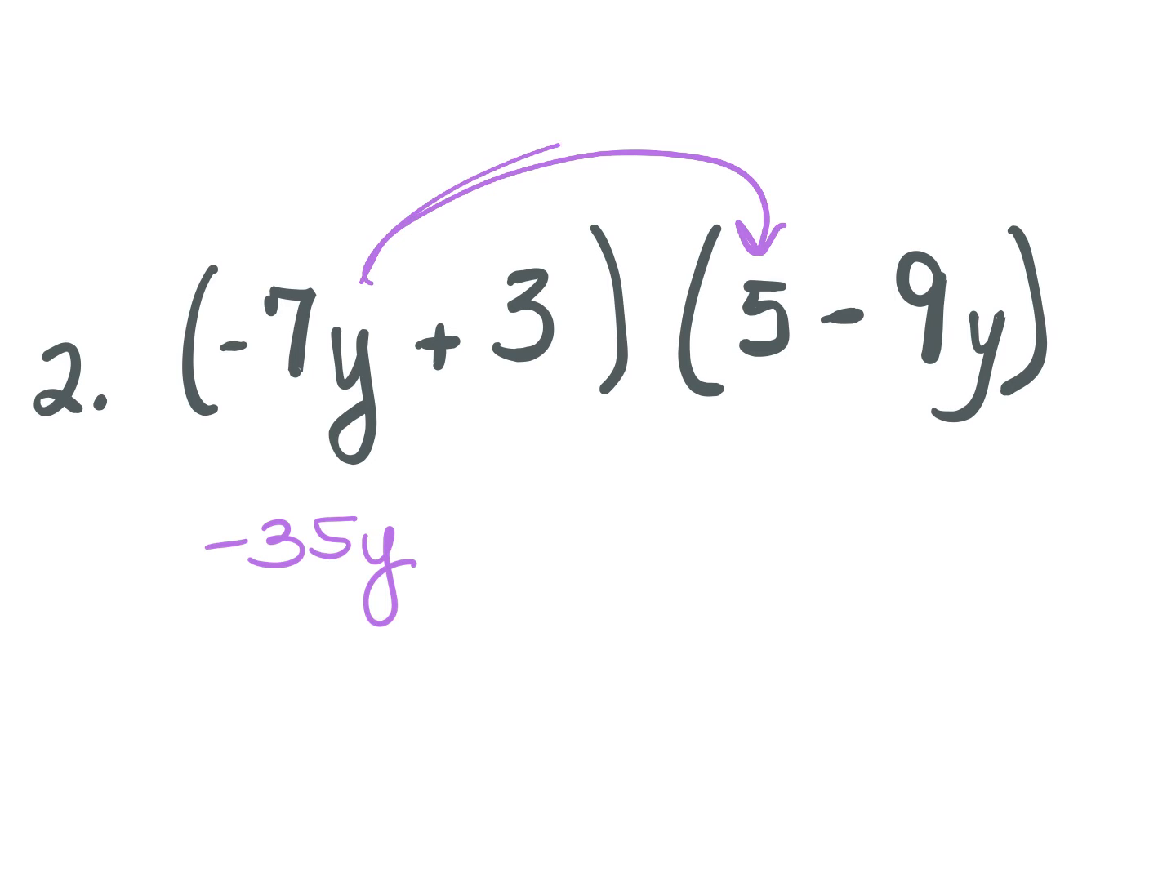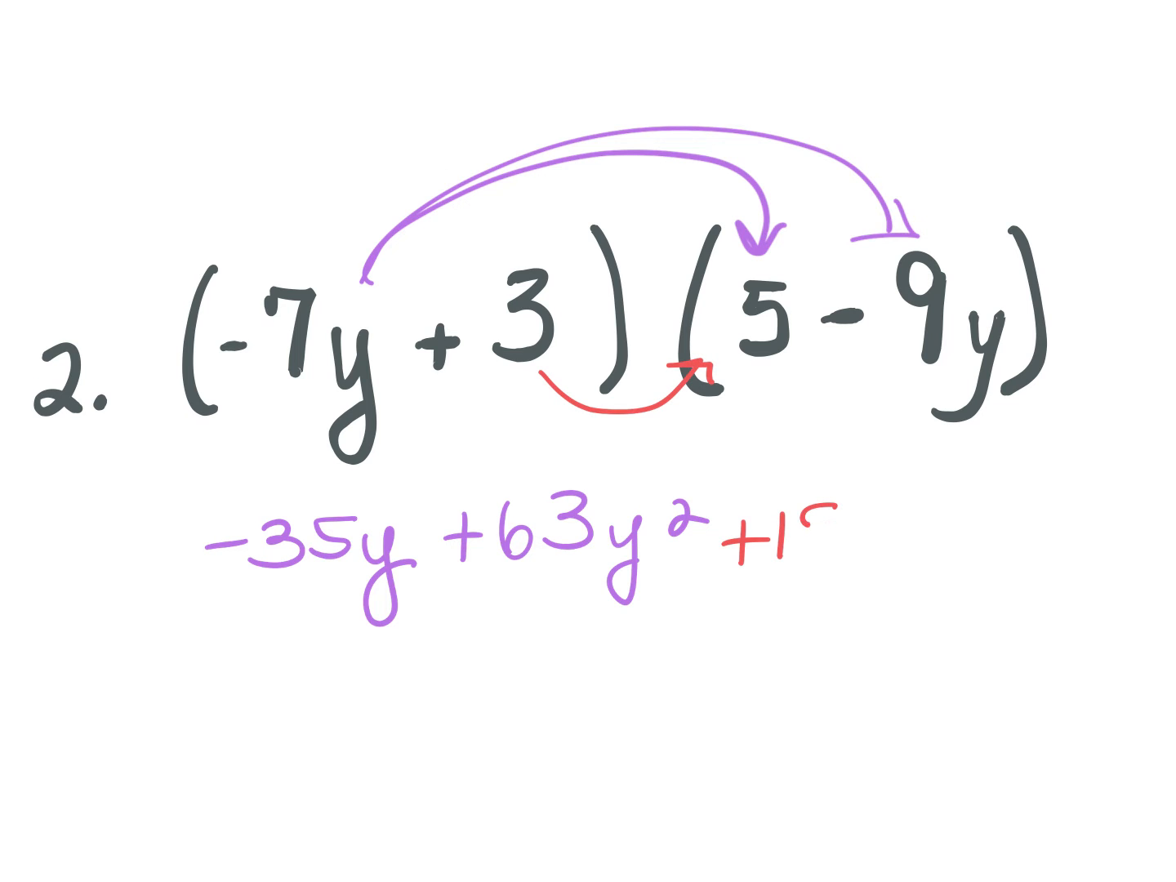So now you say first times this one. Negative 7 times negative 9 is? Positive 63. Y times y is? Y squared. Great. So now I take the second term. So 3 times 5 is 15. 3 times negative 9y is minus 27y.